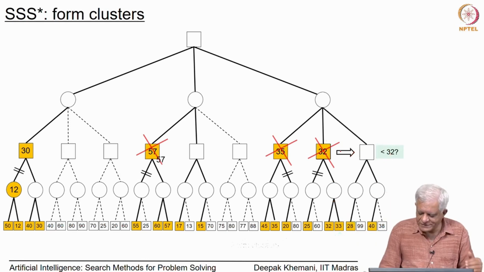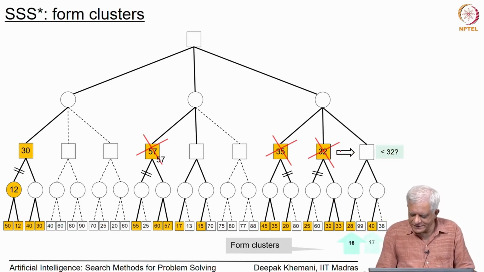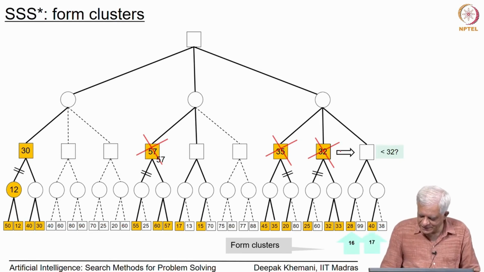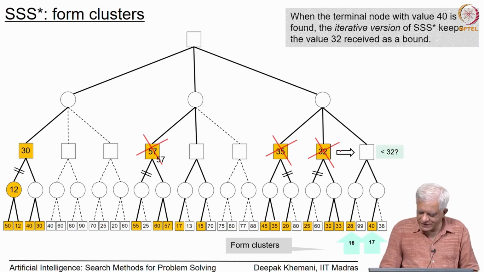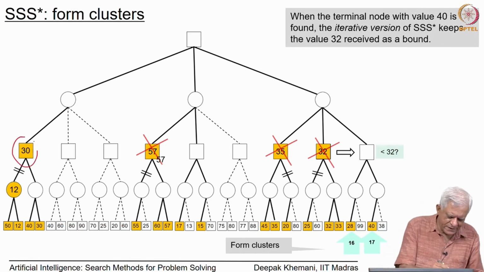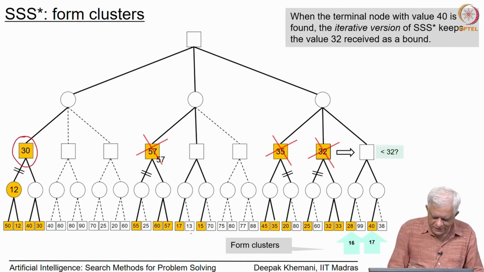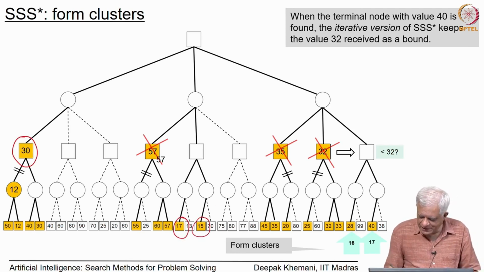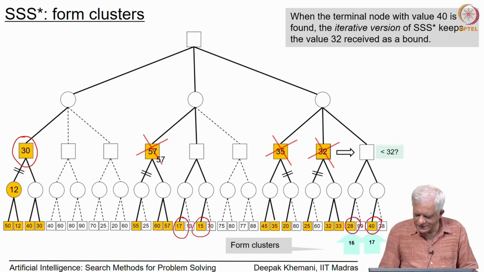So, let us just go through this process. We form the clusters. This is the 16th and the 17th nodes that we have seen, which is 28 and 40. So, again if you look at what is the status, we have this cluster sitting here with a value 30, we have this cluster sitting there with a value 17, another cluster with a value 15, and now two more clusters, one with a value 28 and one with a value 40. The value 40 is the best cluster, so we refine that.